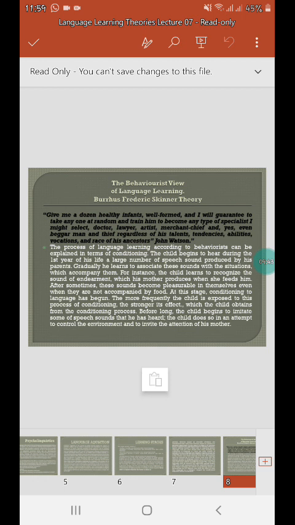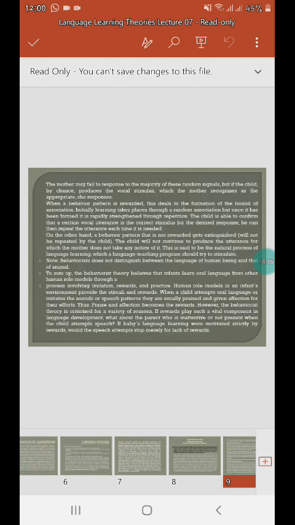Give me a dozen healthy infants, well formed, and I'll guarantee to take anyone at random and train him or her to become any type of specialist I might select: doctor, lawyer, artist, merchant, chef, and yes, even beggar man and thief, regardless of his talents, tendencies, abilities, vocations, and race of his ancestors.